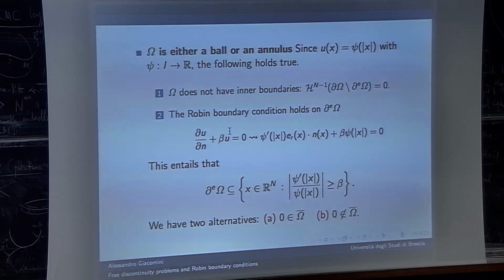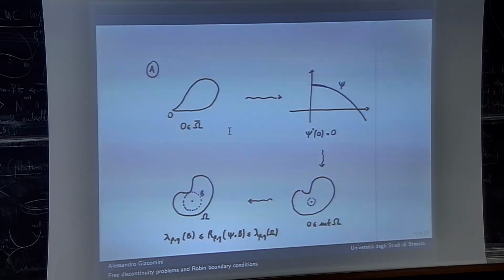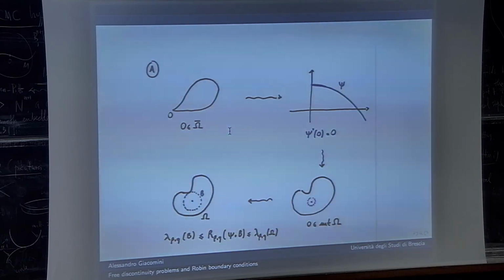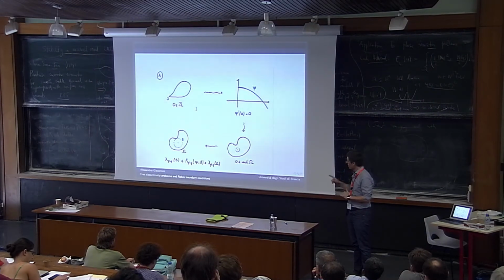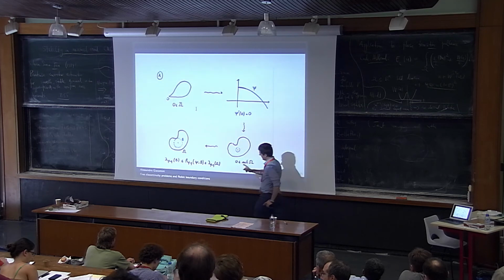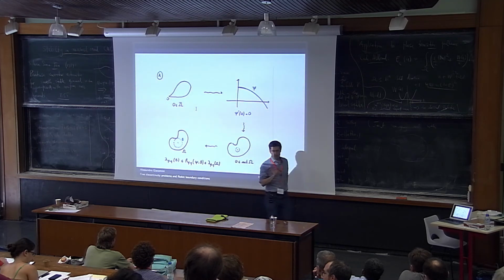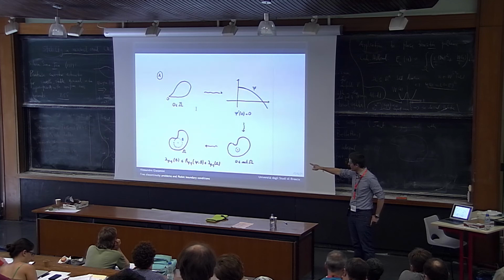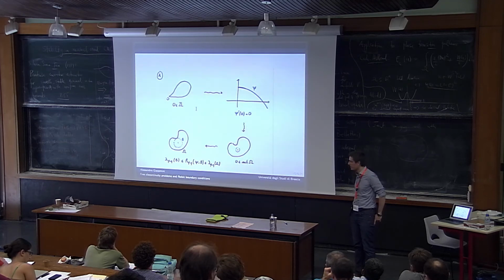since psi prime of 0 is equal to 0, the quotient cannot be greater than beta. So 0 is a forbidden place for the boundary, which means that 0 is inside the domain. So this means that we have a small ball inside the domain. Then we take the ball, we enlarge the ball until we touch the boundary. Then we compare the eigenvalue of the ball with the eigenvalue of omega. We compare the eigenvalue of the ball by using this test, the eigenfunction itself. And a very simple integration by parts shows that indeed the eigenvalue of the ball is less than or equal to the eigenvalue of omega.